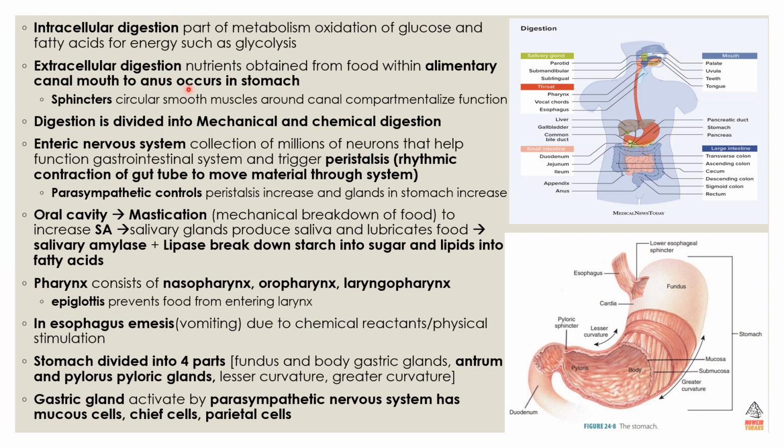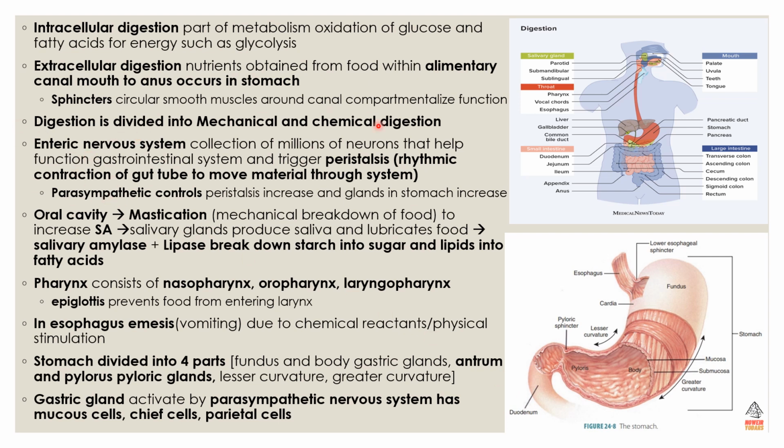Next, you also have extracellular digestion, which is nutrients obtained from food, and then it travels within the alimentary canal, mouth to the anus, and the extracellular digestion occurs in the stomach and the intestine area. A big part of the extracellular digestion are sphincters, which are circular, smooth muscles around the canal, and basically its function is to allow the travel between the esophagus and the stomach, and then between the stomach and the duodenum. Sphincters are really significant because you don't want, for instance, the HCl, the hydrochloric acid, from the stomach to go into the duodenum and cause burns.